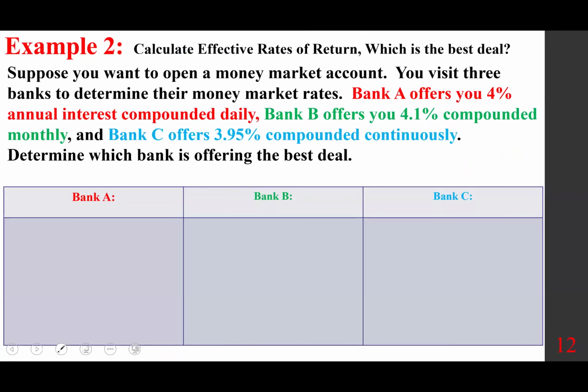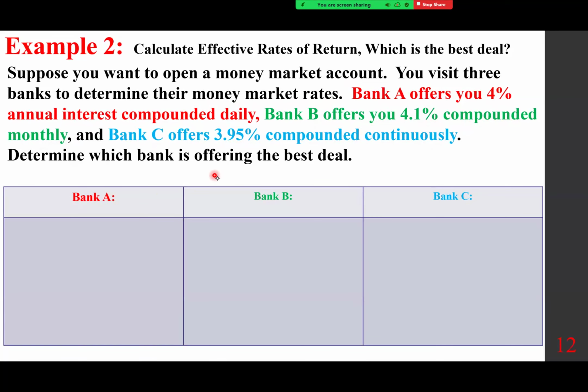Let's look at an example to put all of this together. Calculate effective rates of return, which is the best deal. Suppose you want to open a money market account. You visit 3 banks to determine their money market rates. Bank A offers you 4% annual interest compounded daily. Bank B offers you 4.1% compounded monthly. And Bank C offers 3.95% compounded continuously. Determine which bank is offering the best deal.